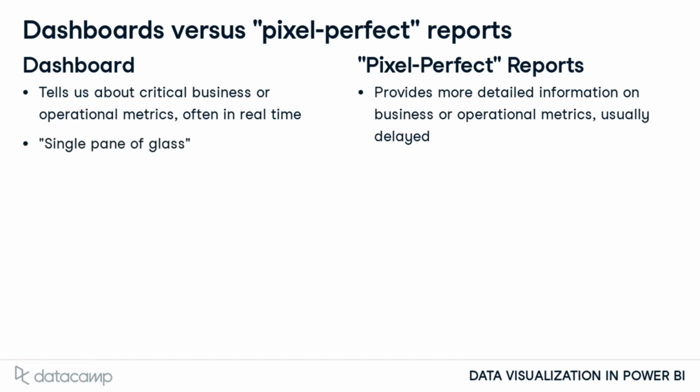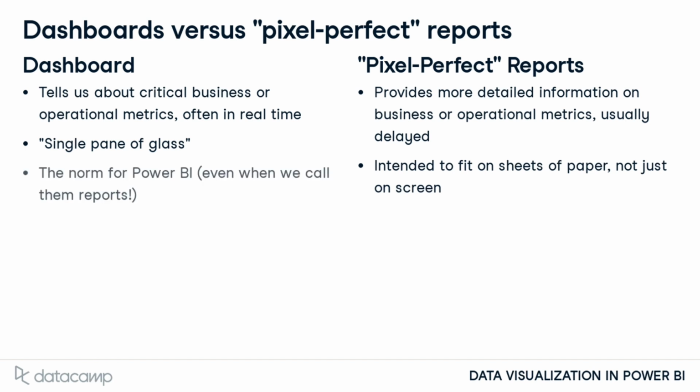That's because dashboards are supposed to have a single pane of glass feel, where everything is visible without manipulating the dashboard. However, reports are intended to be printed out, so they can span multiple pages. Dashboards are the norm for Power BI, even when we say the term report. We call pixel-perfect reports paginated reports in Power BI.